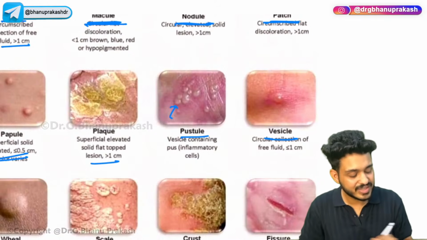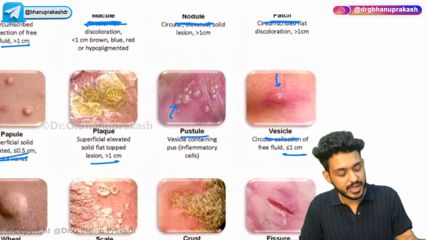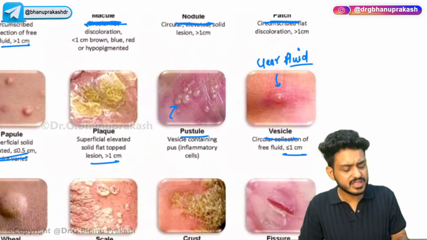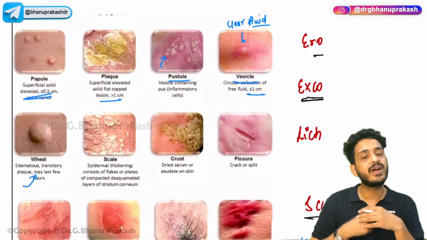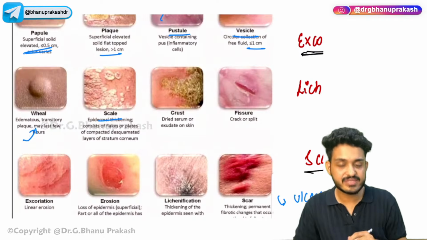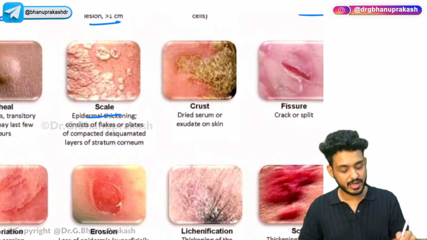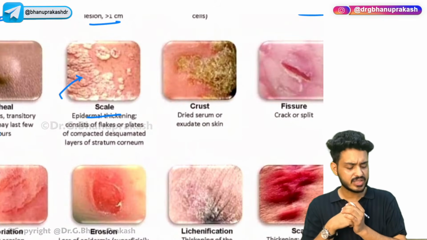Okay, this is your vesicle. Vesicle is less than 1 centimeter. It will be having which kind of fluid? It will be having again clear fluid. This is what we have discussed, right? This is your wheals. Wheals are characteristic feature. You will be finding edema, erythema, and itching, right? This is your scales. Scales will be having what? Desquamation of stratum corneum. This is a stratum corneum, outermost layer of epidermis. It will be having desquamation.